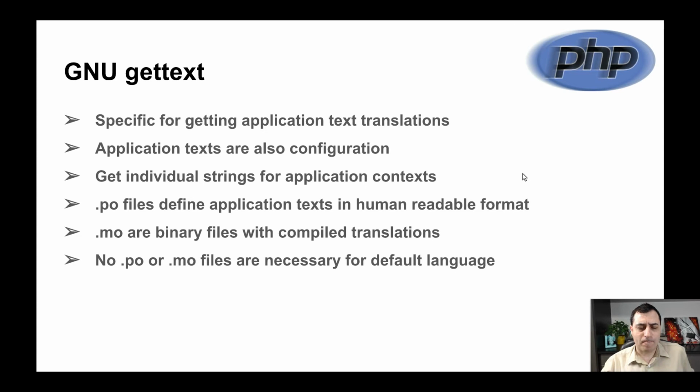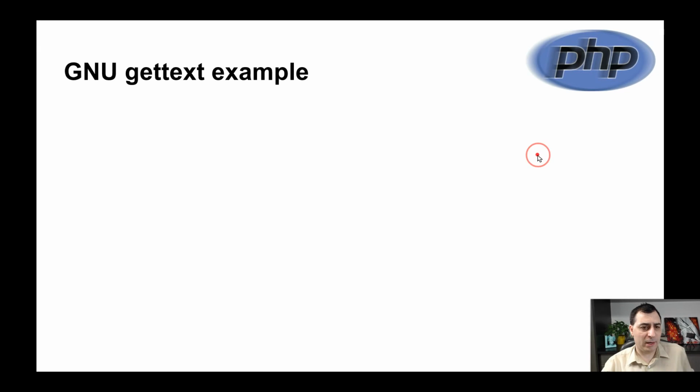So, in the case that you have an application that uses some text, and that text is in the default language, for instance, English, you don't need additional PO or MO files to define the translations for that. And I'll show you why that is not necessary. In PHP, you can use the gettext function or the underscore function to get the translation strings for the current language. Let's see an example.